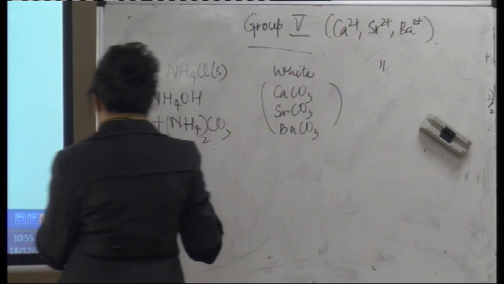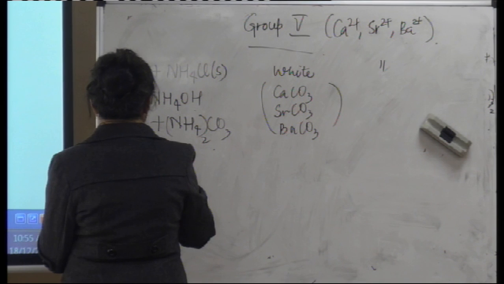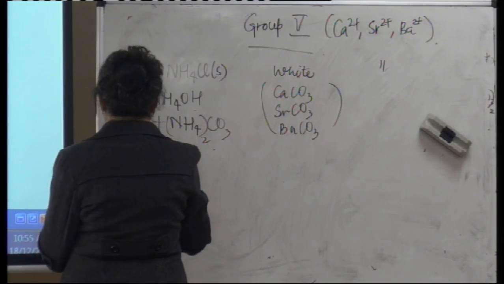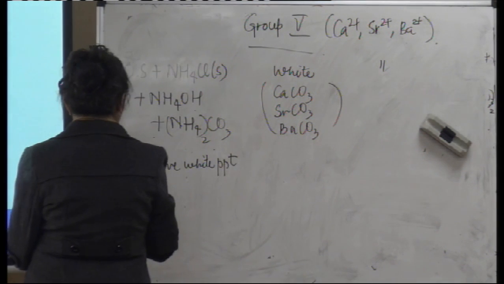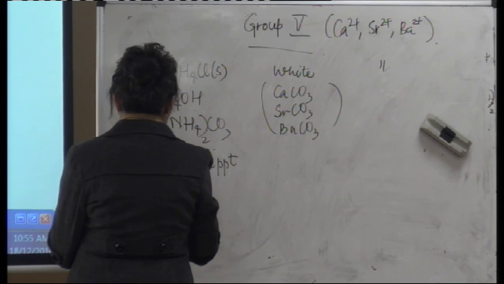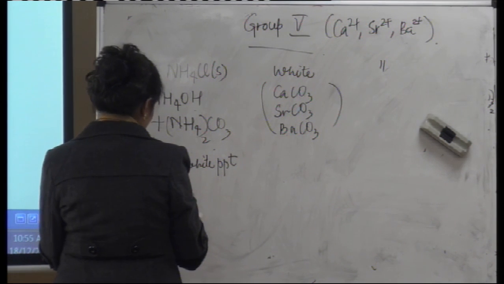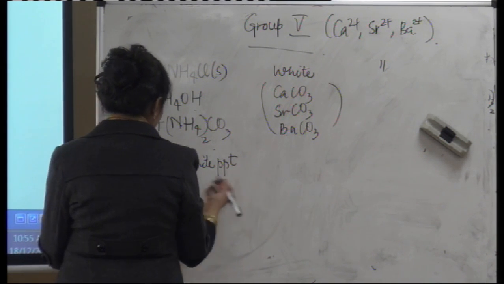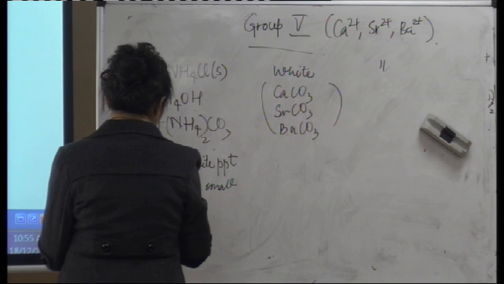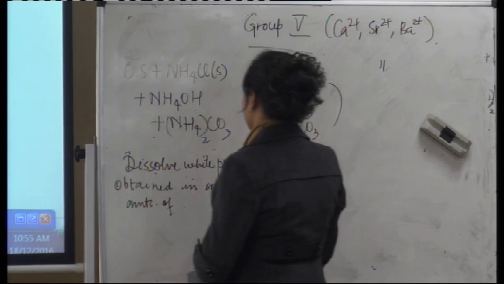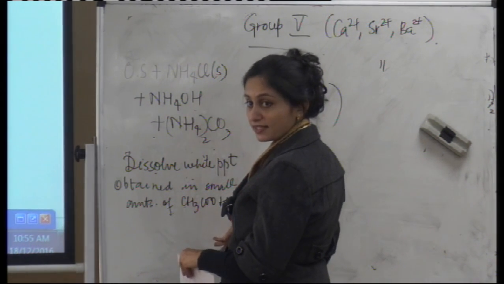For this, it's kind of an interesting test. What you do is dissolve this white precipitate. Now we move on to the confirmatory. Dissolve the white precipitate obtained in small amounts of dilute acetic acid. Dissolve the white precipitate in small amounts of acetic acid. It may be as good as getting dissolved easily in acetic acid.